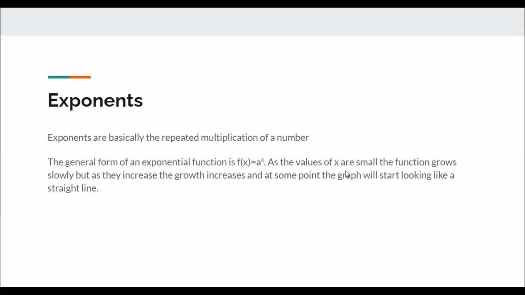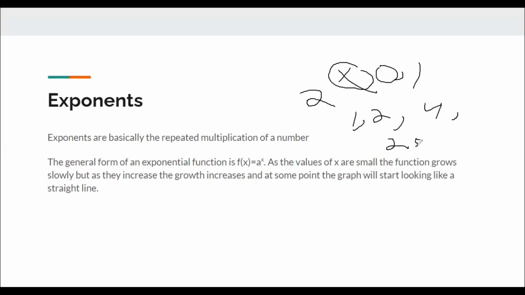And as the values of x are small, the function grows slowly. Because if you look at 2 to the power x, for small values like 0, 1, it goes from 1 to 2, then it's going to go to 4, right? But as the x values become large, it's going to start going towards 256, and then 512, and so on. So it's going to start off slow, and then it's going to start rapidly increasing. That's kind of how the graph should look.